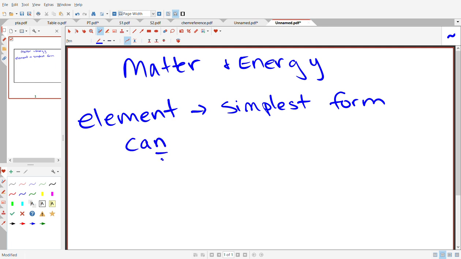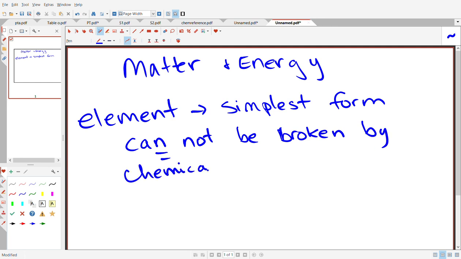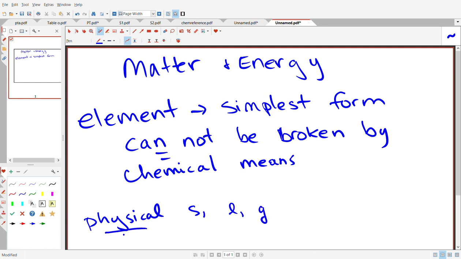So the simplest form of matter is an element, and because it's the simplest form, it cannot be broken down by chemical means. Chemical means are changing into something new. That's different than physical change. A physical change would be whether it's a solid, liquid, or gas, like the phase it's in. That doesn't change the properties, but chemical change is when you turn into something new.